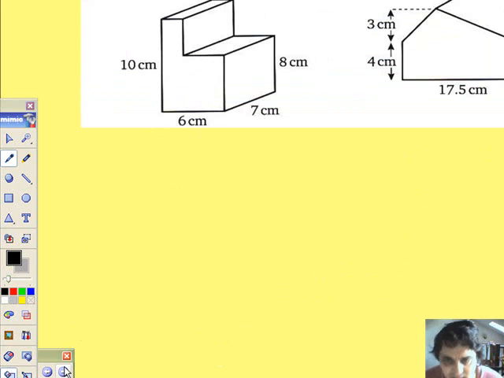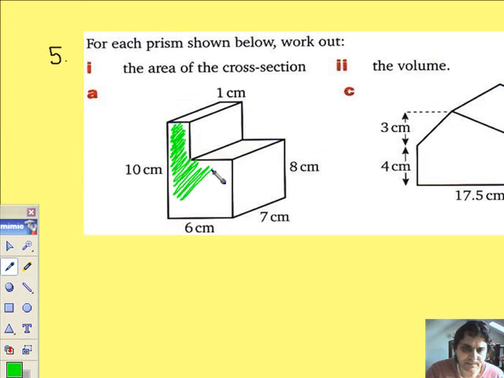Right, question 5. Lovely. For each prism shown below, work out the area of the cross section. In other words, the area of the front face. So if I take this in green, this is the front face. If I work that out, then I can do part 2, which says work out the volume, which is basically multiply my answer by 7.